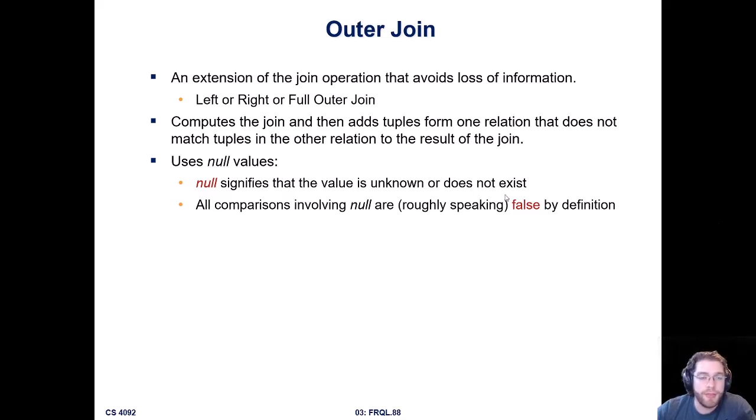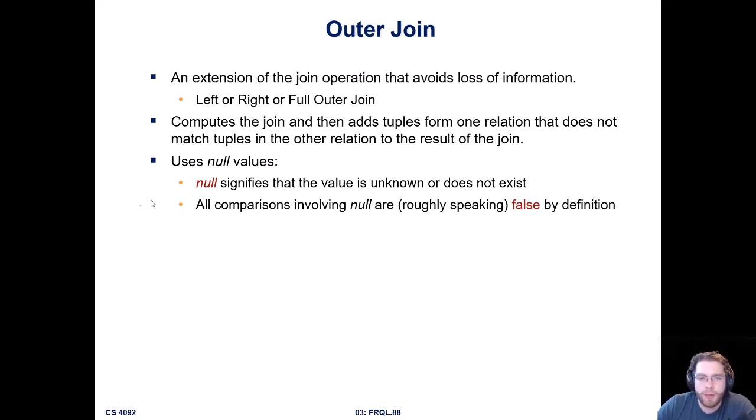So we looked at the natural join and the theta join, and now we might look at these other things you might have heard of called the left, right, or outer join as well. So these are 3 different types of joins. And the reason these are important is that they avoid loss of information. So we're going to compute the join and then add tuples from one relation that do not match tuples in the other relation to the result of the join.